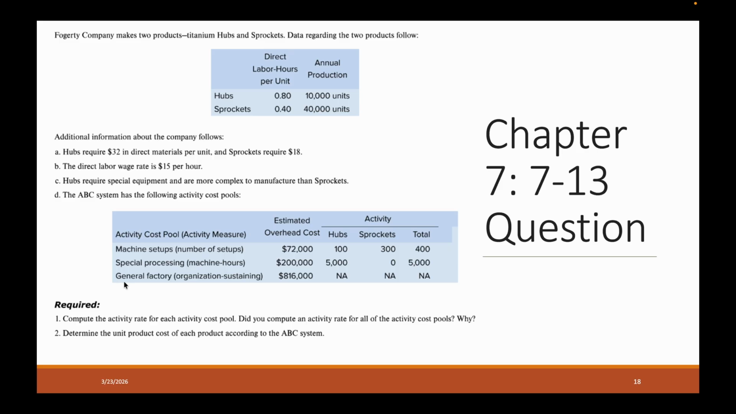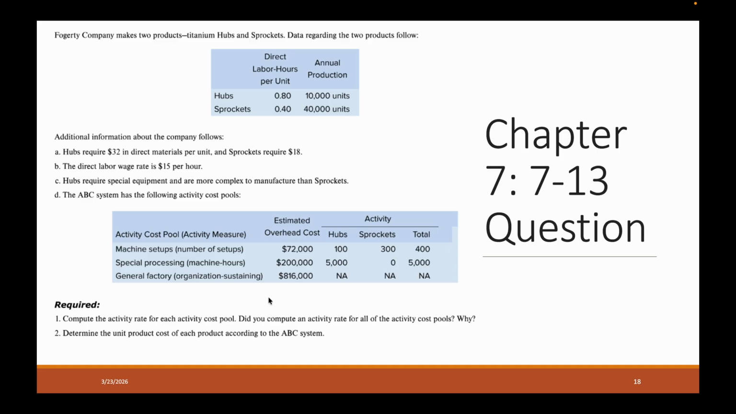And finally, we have general factory or organization sustaining activity cost pool. And you can see all the costs here, the estimated overhead costs for these 3 pools, as well as the activity broken down by product. So for machine setups, we're doing 100 for hubs and 300 for sprockets. Special processing, 5,000 for hubs, none for sprockets. And the general factory, since it's not related to one specific product, there's no activity assigned per product. It's just sustaining the entire factory, the entire organization, and that gives you an estimated cost of $816,000.